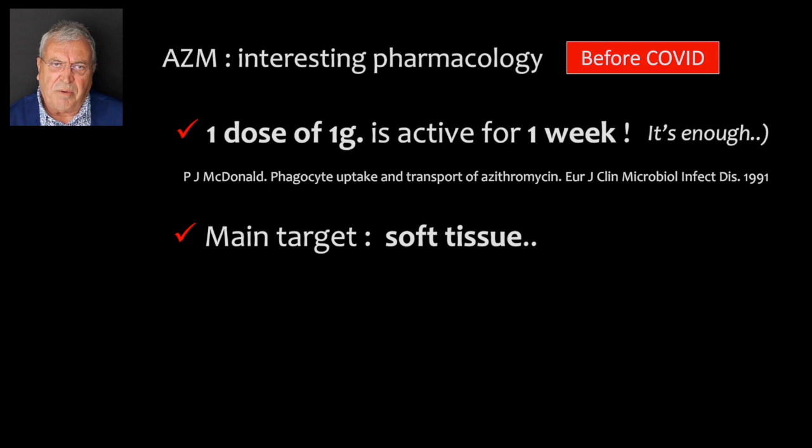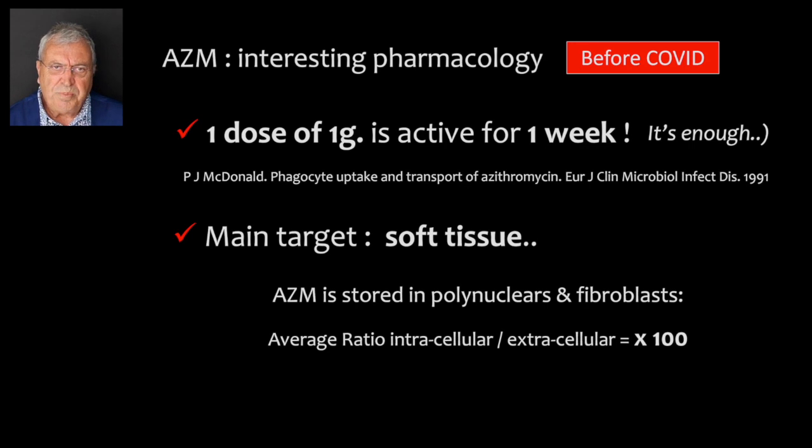The main target of azithromycin is the soft tissue. It accumulates in soft tissue, in the polynuclears and the fibroblasts, with a ratio of more than 100 between intracellular and extracellular. This is the power of azithromycin. And then we started to involve azithromycin in our protocols, first mixing azithromycin and amoxicillin, but only after a few months we stopped using amoxicillin.